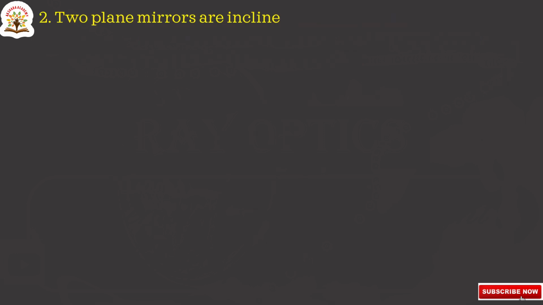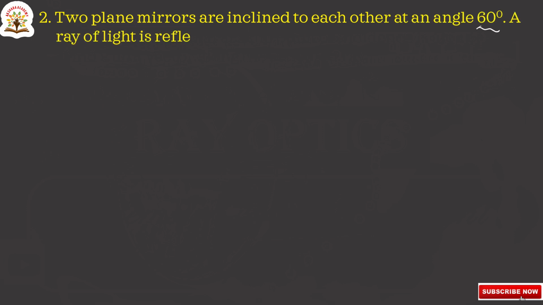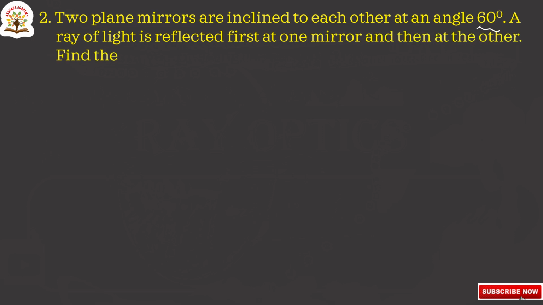Two plane mirrors are inclined to each other at an angle 60 degrees. A ray of light is reflected first at one mirror and then at the other. Find the total deviation suffered by the ray.